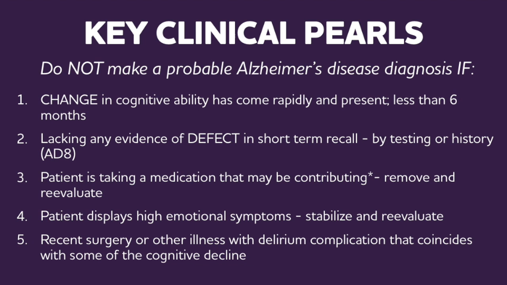Before we finish, we want to leave you with some key pearls from Dr. Laird about when not to make a diagnosis of Alzheimer's disease. First of all, if the change has come rapidly, and by that we mean less than 6 months of change, be careful about making an Alzheimer's disease diagnosis. Next, if you don't have any evidence of short-term recall by testing or history, be careful of making that diagnosis just yet. Next, if the patient is taking one of the medications that may be contributing, remove the medication if possible and reevaluate in a few months.